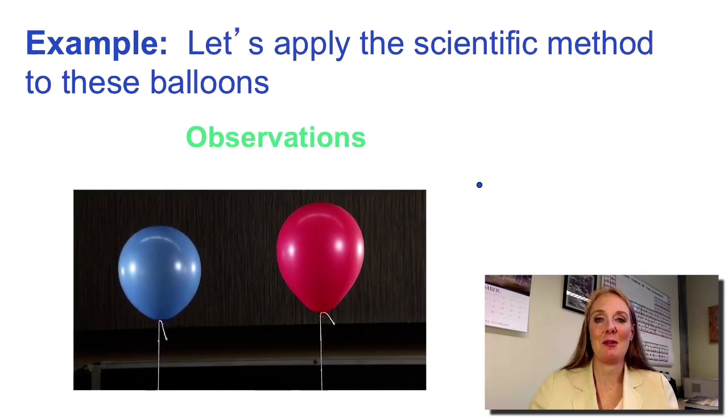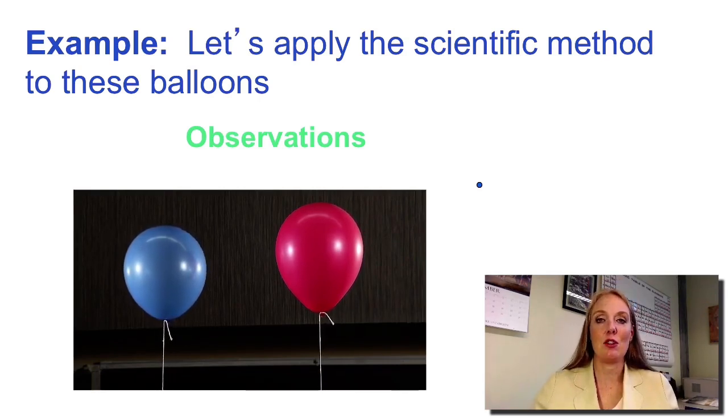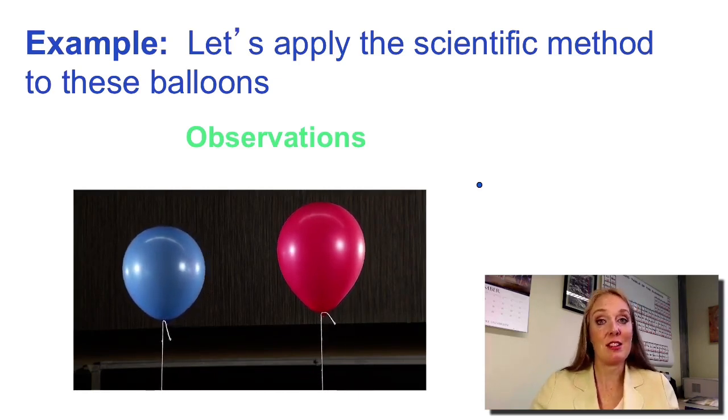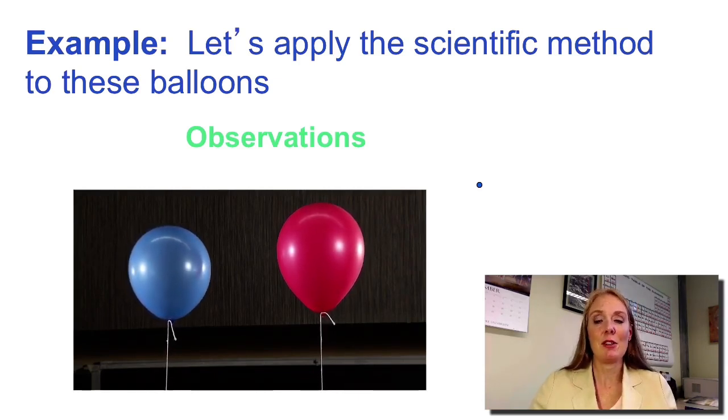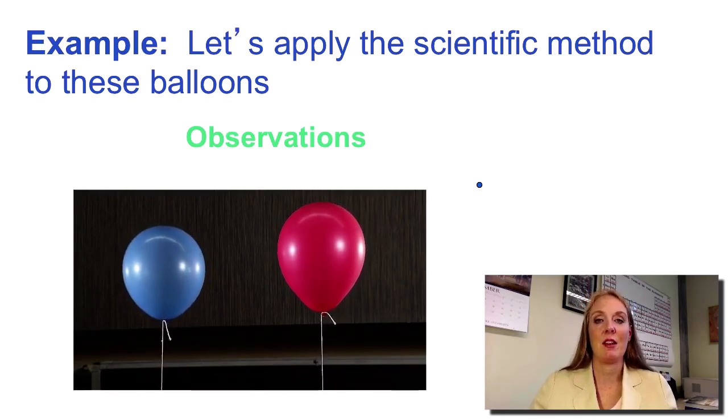No observation is too obvious. Go ahead and type whatever comes to your mind. Great! Now, the types of observations that students usually make include things like both balloons are floating, both balloons are tied to strings, the balloons are different colors. Those are all perfectly good observations.